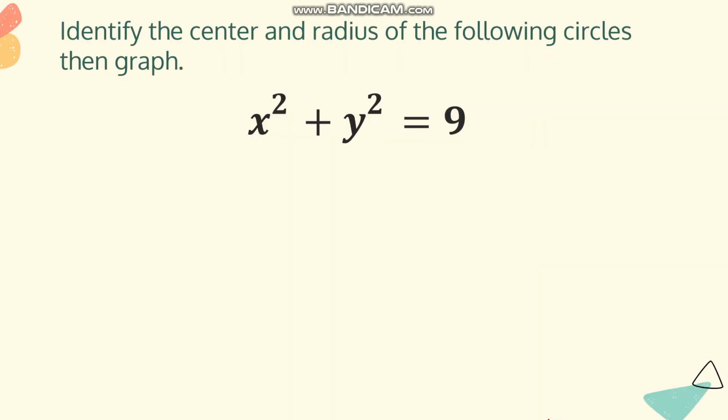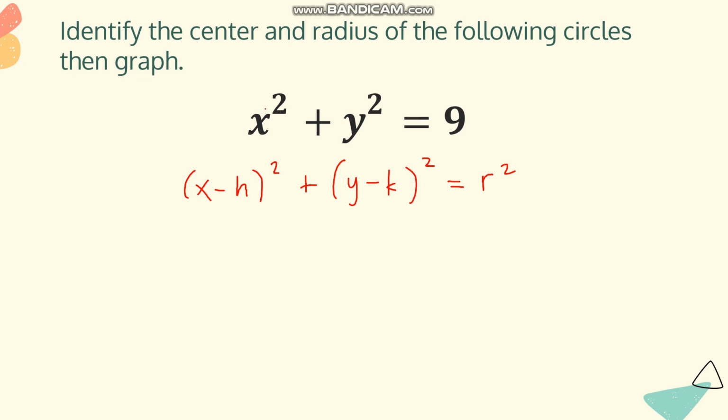Now let's identify the center and radius of the following circles, and then let's graph them. In order for us to identify the center and the radius given the equation, it should be in the center-radius form. Again, just to recall, the center-radius form is given by (x − h)² + (y − k)² = r². If the equation is already in center-radius form, we can easily identify the center and the radius.